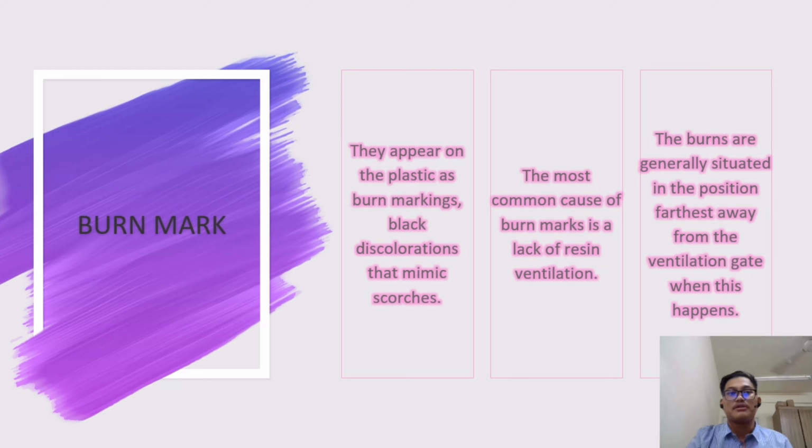Next is burn marks. The defect appears on the plastic as burn markings, black discoloration that mimics scorches. The cause for this defect is lack of resin ventilation. It is generally situated at the furthest point away from the ventilation gate.